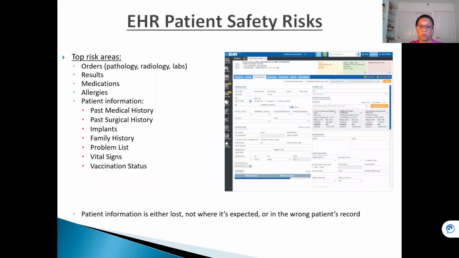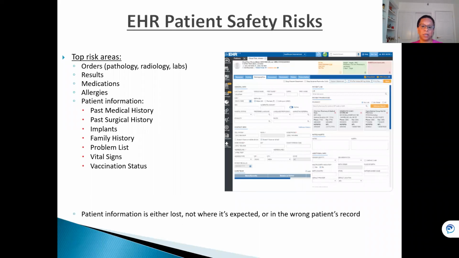EHR safety risks. So again, I have so much more of an appreciation of what can go wrong in the EHR. You go to your doctor's visit and you expect everything's being documented correctly, saved correctly. It may not necessarily be true. There's a lot of moving parts here. Information can get lost. It's not where it's supposed to be. It's in a different tab. It's in the wrong patient's chart, which is basically a compliance nightmare.